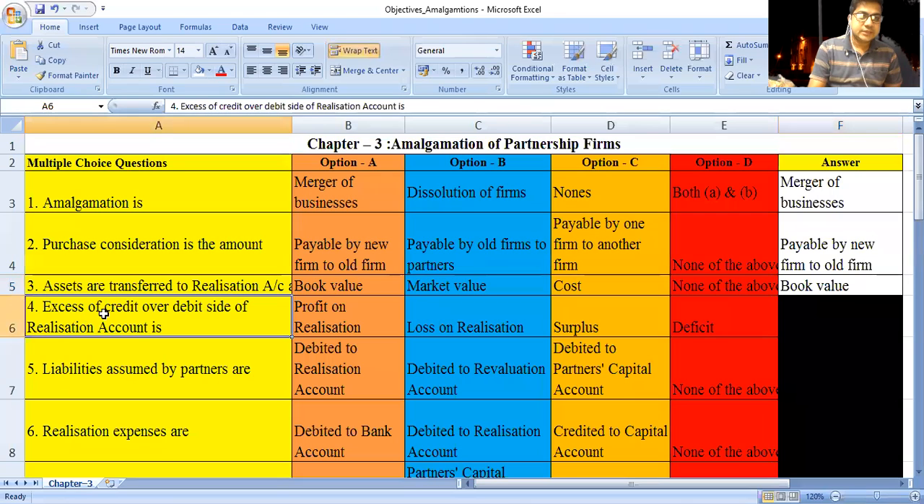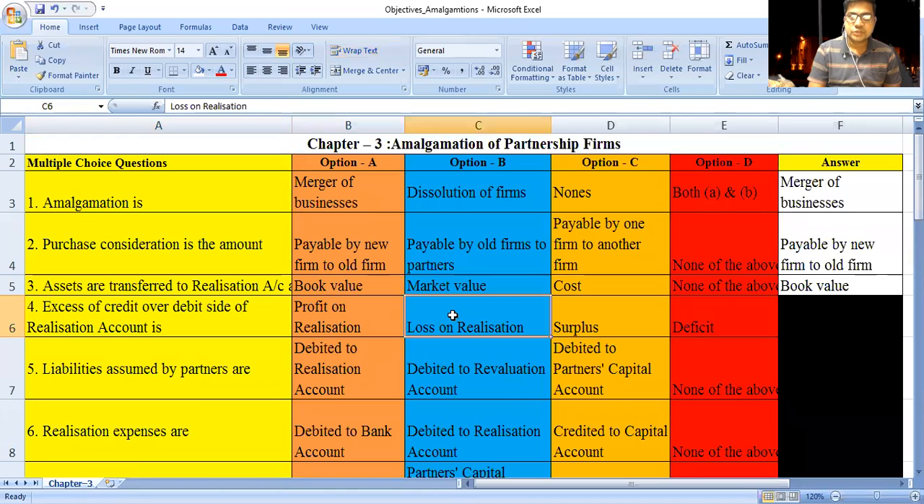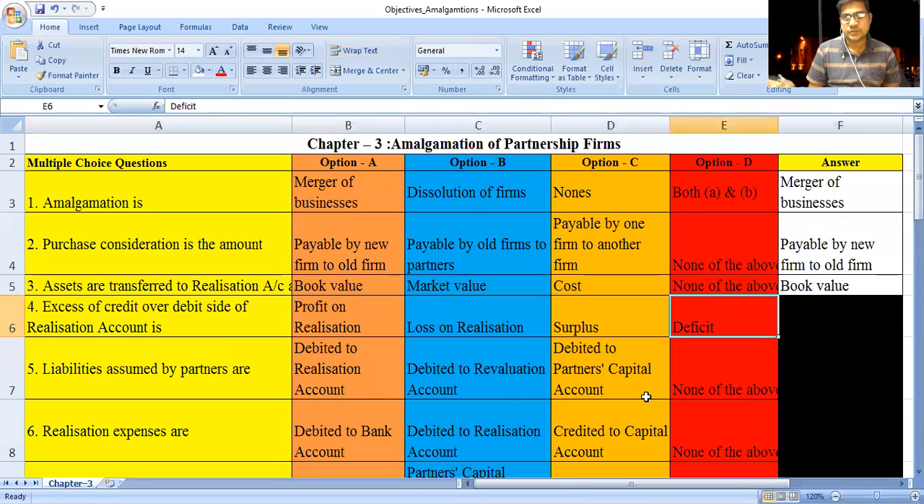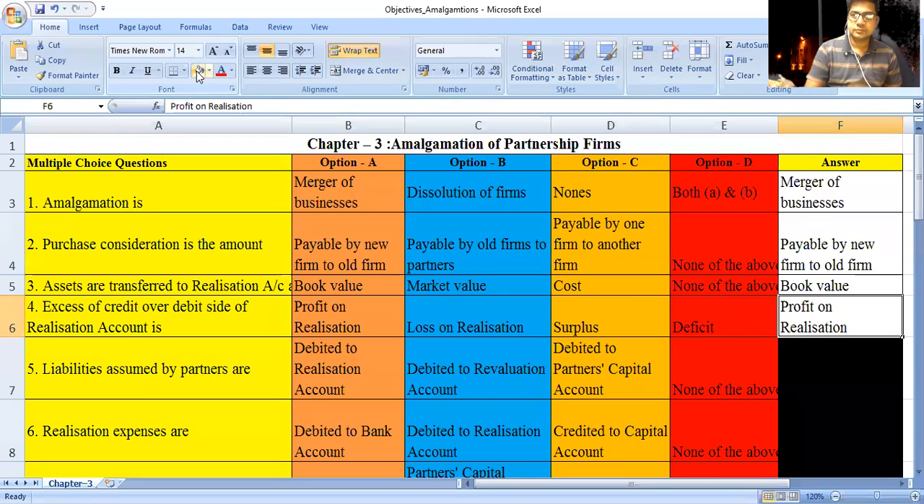Next, excess of credit over debit side of realization account is: option A, profit on realization, option B, loss on realization, option C, surplus, option D, deficit. So what will be the answer? We have solved these kinds of sums. We know that the answer is option A, profit on realization.